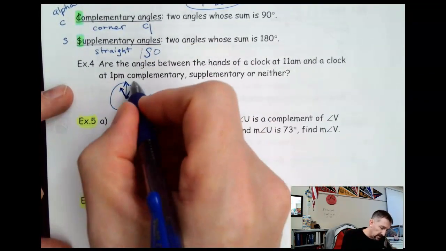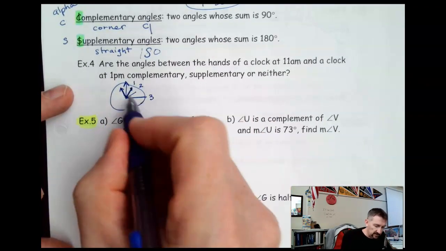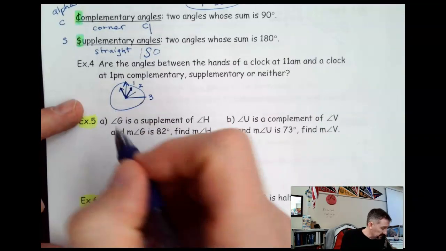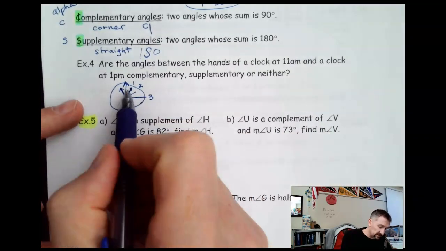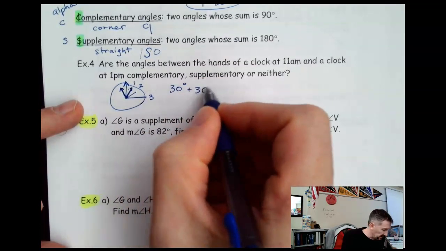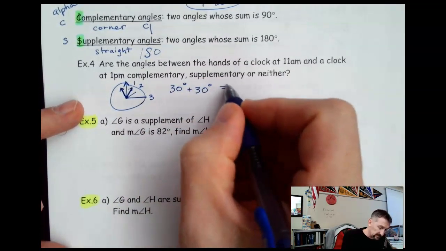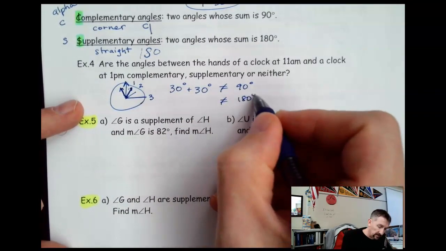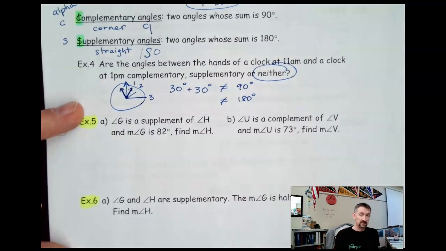So 1 o'clock, 2 o'clock, 3 o'clock, they're all going to be equal. So 90 divided by 3 is 30. So each one of those is 30. So this is 30 and this is 30. So 30 plus 30 does not equal 90, does not equal 180. So the answer to the question is neither.